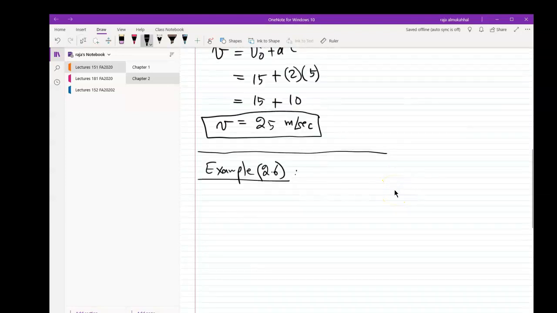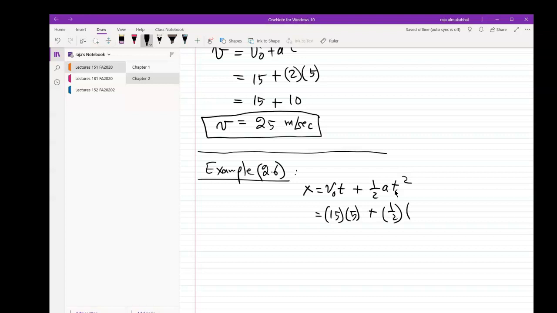So let me try it. We have x equals v naught t plus 1/2 at squared. Plug everything in. I got 15 times 5 plus 1/2 times 2 for the acceleration. And the time is 5 squared, right? So that will give me 15 times 5, that'll be 75, plus the 2 and the half cancel out, plus 25, and the final answer is 100 meters. So the car has traveled 100 meters.